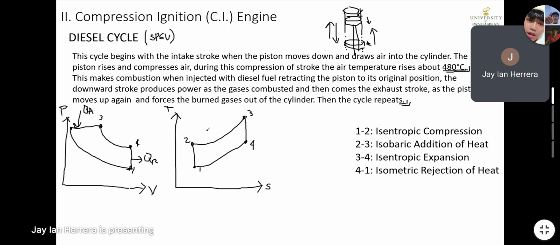So heat addition natin, this is PC, constant pressure. Dito tayo nag-add ng heat, QA. And then this is constant volume naman, or VC. Dito tayo nag-reject ng heat. Ayun lang, so I hope that's clear. Punta tayo sa formulas ng diesel cycle. Pwede yung i-screenshot yan.